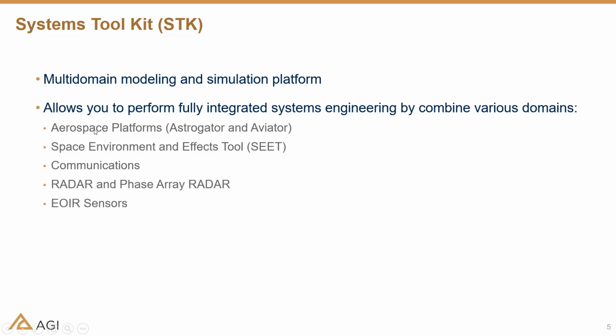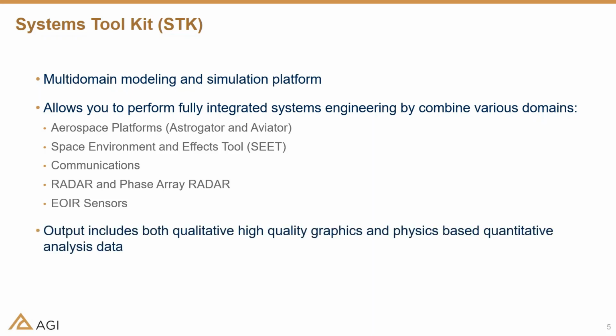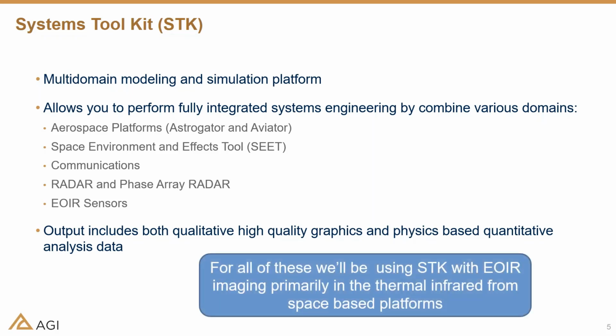You can add aircraft or spacecraft with the Aviator and Astrogator plugins. If you're looking at space radiation or thermodynamics effects, you have the SEET tool. You can also add in comms, radar, and, for me, most importantly, you can add in that radiometric layer of fidelity with EOIR. Finally, you have both qualitative and quantitative output that's physics-based, and we're going to show off a lot of the outputs that you can generate with this.